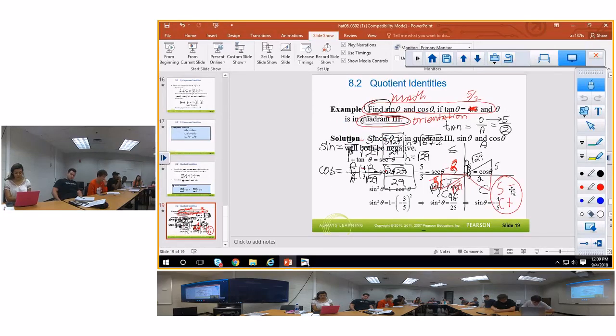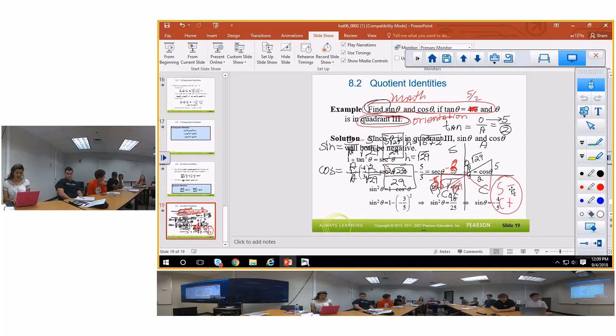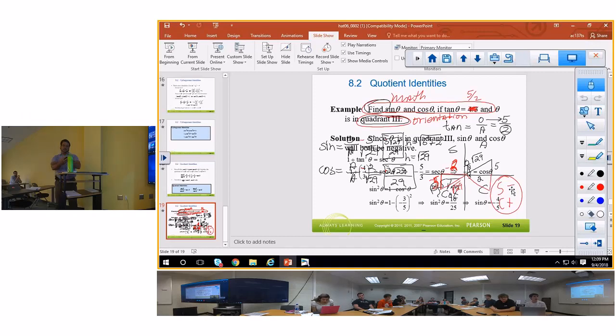Y'all still see my mouse? I see stuff blinking. Y'all just bear with me. So just unplug it and plug it back in. I just wonder if the battery's dead. It's not moving. Do you see it? It's right there.